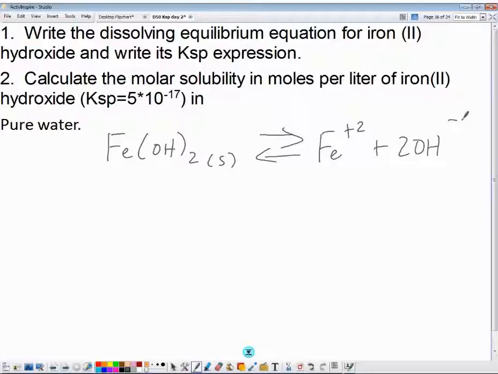Okay? All right, so we have this equation, and the KSP expression only includes aqueous things. Well, that would be these two, and not the solid. I'm going to underline them with a highlighter. Those two things are what get included, not the solid on the left. So I write Fe2+ times OH- squared. Do not forget your coefficients.